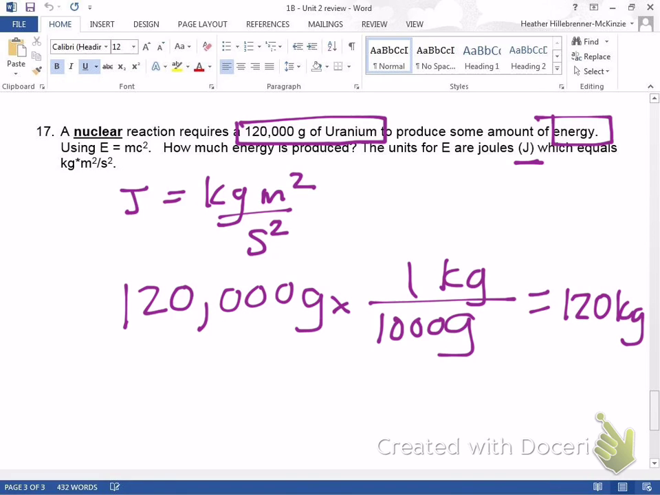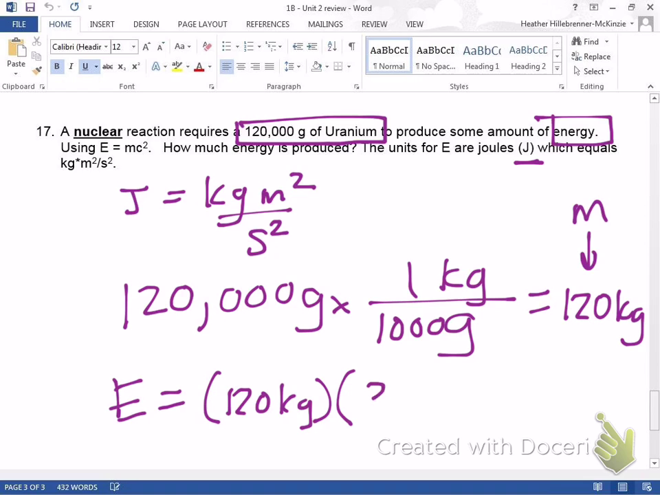So far, so good? Now we just substitute that into our equation. So this is my M. E equals M, which is 0.120 kilograms, times C squared. Where does C come from? Where does that number come from? Magic. No. You have that number on your charts, so you'll have that for the test. You won't have to guess what C is. How did they come up with that number? It has to do with dropping a feather and something else.